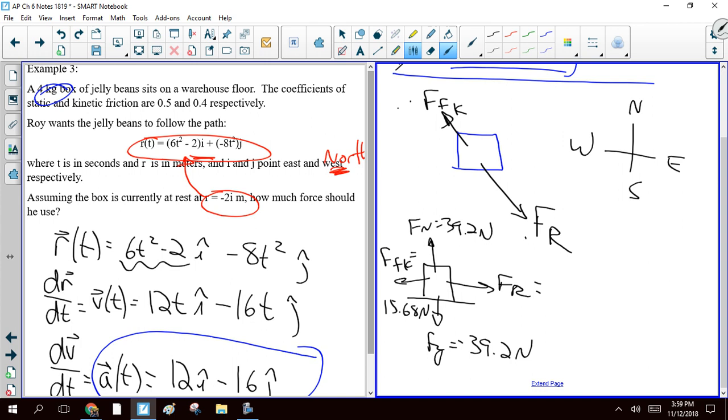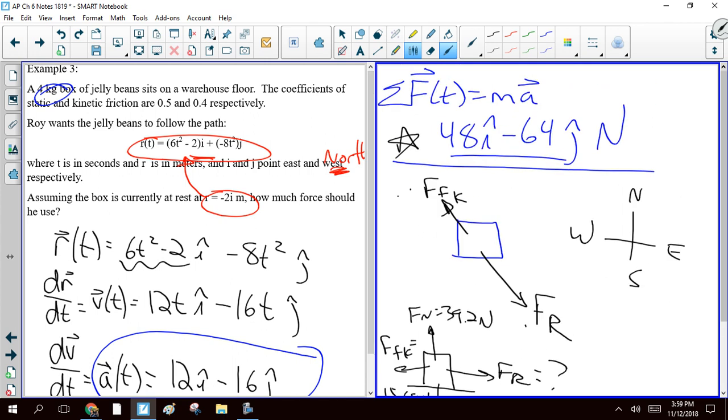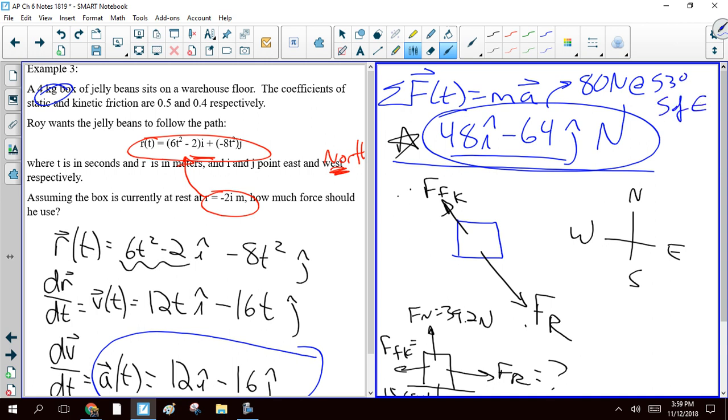And so the question is, what does Roy's force need to be? Well, if you find the magnitude of this, just by doing Pythagorean theorem, it turns out to be 80 newtons at 53 degrees south of east. Okay, so that's my net force. It needs to be 80 newtons.